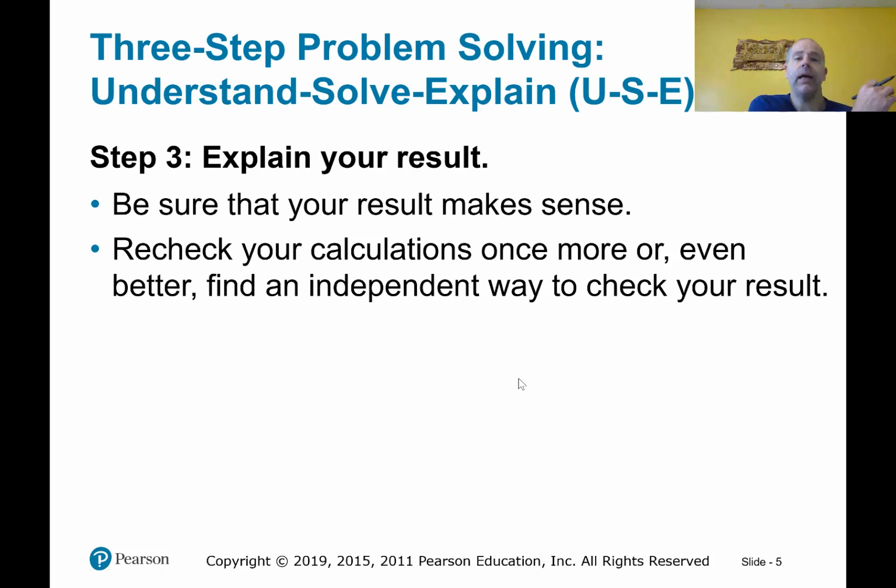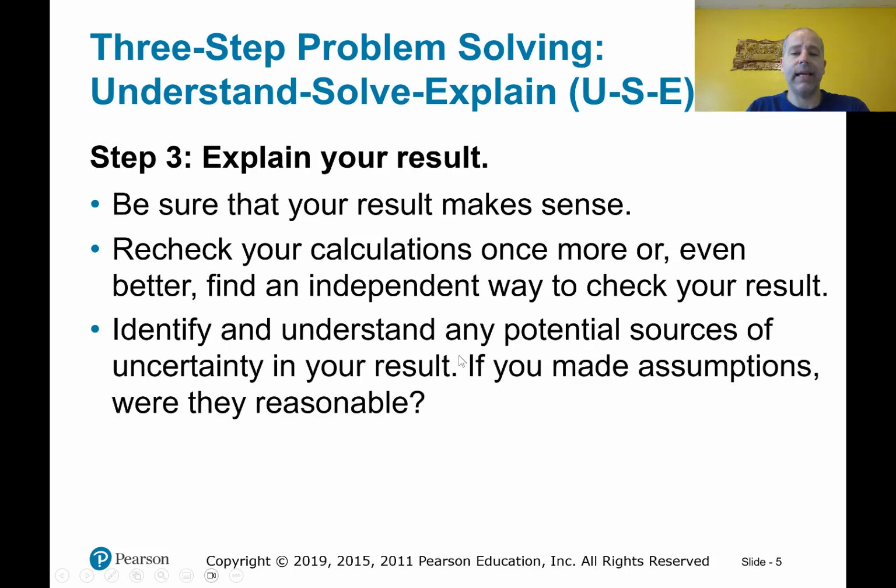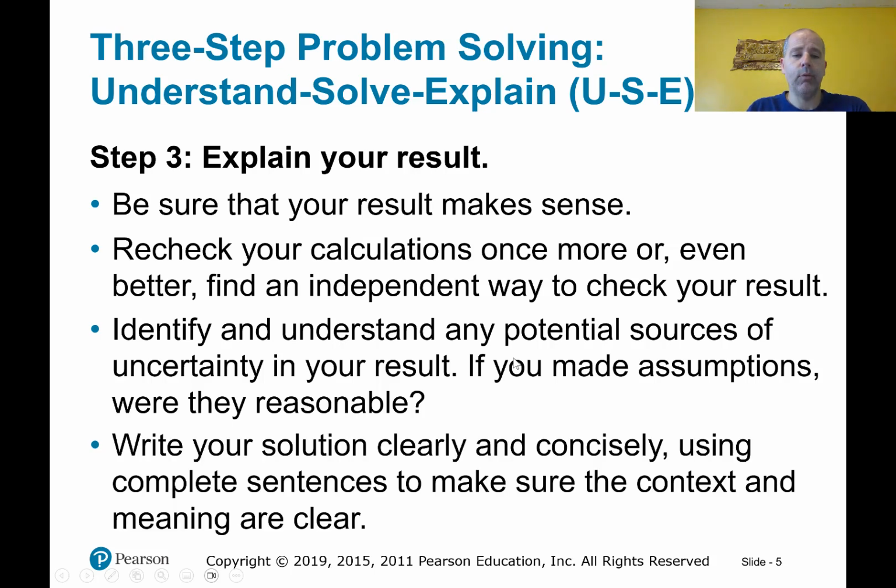Or hey, have somebody else look at your results. See if they come up with the same solution, or see if they find a mistake. Identify and understand any potential sources of uncertainty in your result. If you made any assumptions, ask yourself, were those assumptions reasonable? Okay. And then write your solutions clearly and concisely, using complete sentences to make sure that the context and meaning are clear, right? So especially in word problems, you always want to make sure that your answer is written in a way that answers the question, in the context of the question.